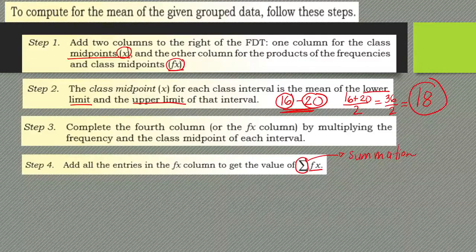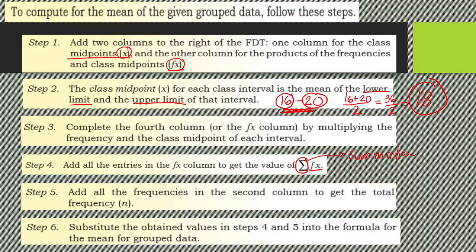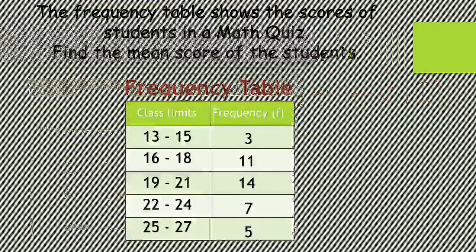Now, step number 5. Add all the entries, add all the frequencies to get n. And lastly, whatever is your result in number 4 and number 5, substitute to the formula to get the mean. Now, let's apply the 6 steps in our example number 1.